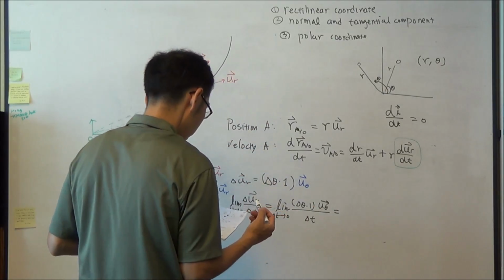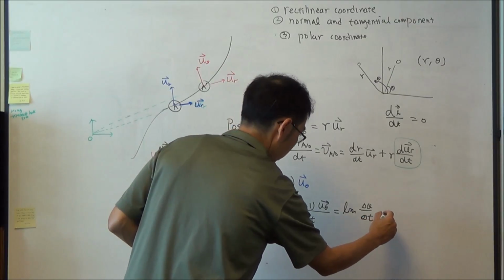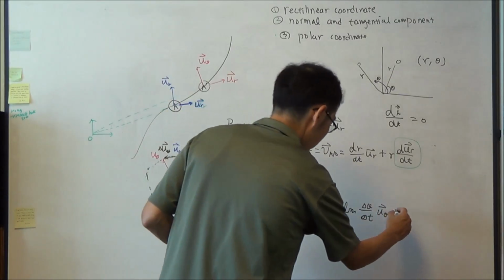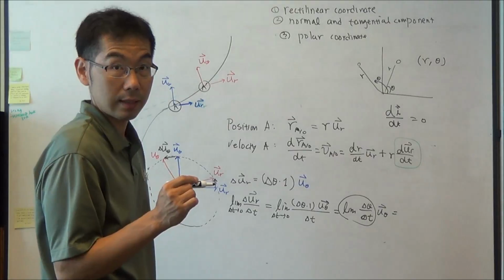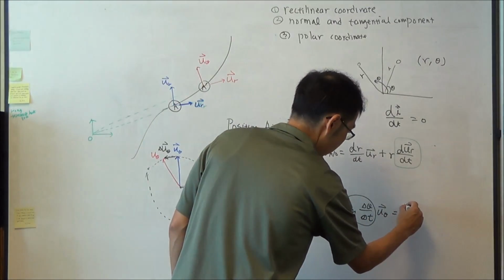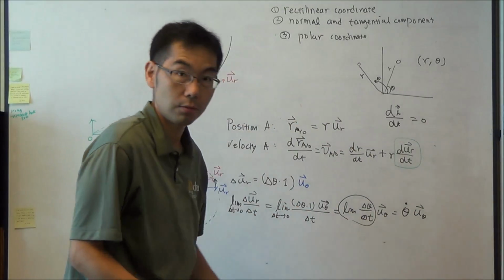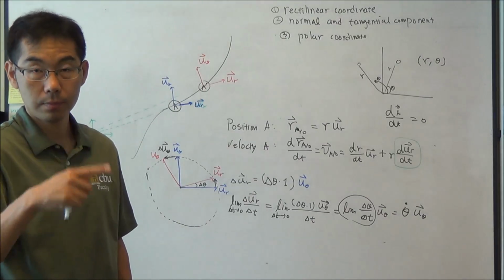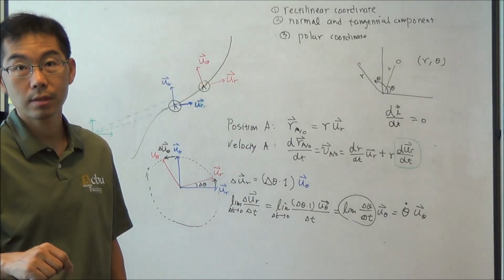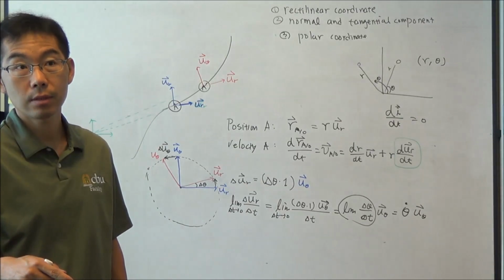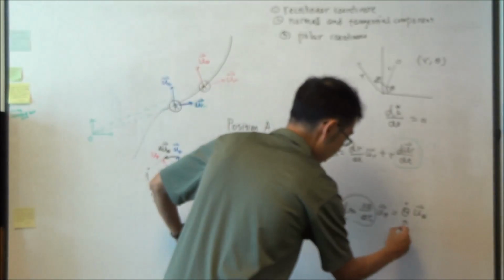So this is equal to the limit of delta theta over delta t, times U theta. So what is it? This delta theta over dt is the angular velocity. So this is theta dot U theta. That's the angular velocity, which means when some object is rotating, you can represent the velocity, angular velocity, like 60 RPM, revolutions per minute. That's the angular velocity, right? So that's the angular velocity.